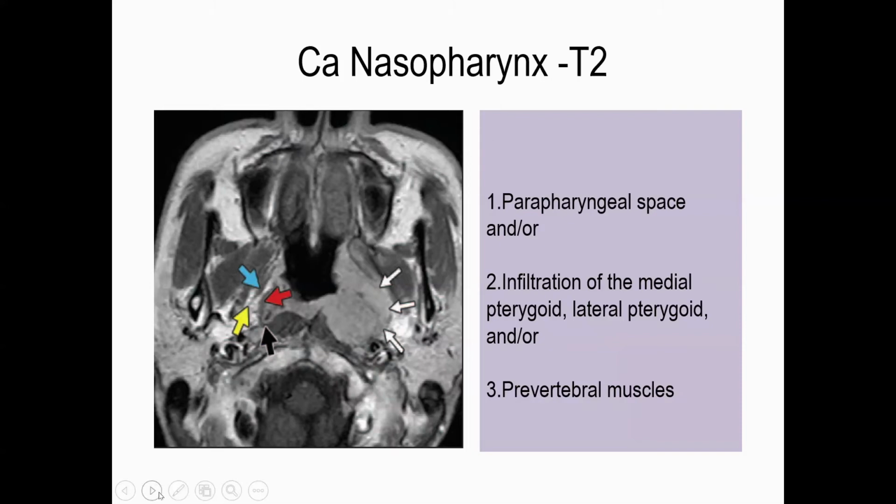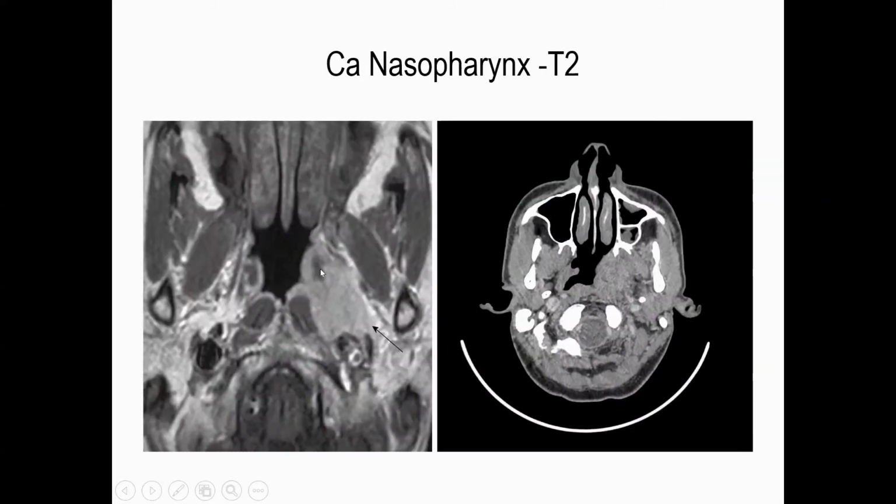It is a T2 disease. Now, coming to the next, again the parapharyngeal space is involved and the prevertebral muscle is also involved. It is a T2 disease. And I want to discuss this CT scan also. This is also a classic T2. This is how a normal right parapharyngeal space will look.